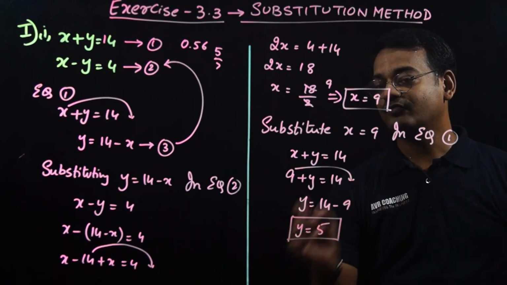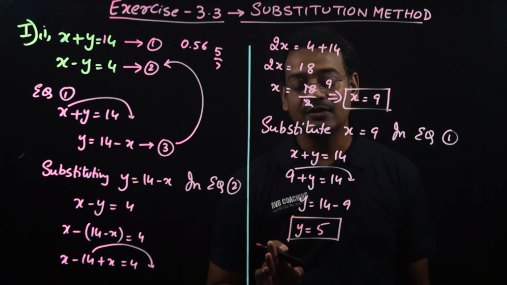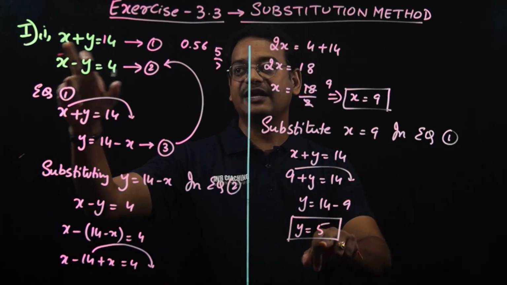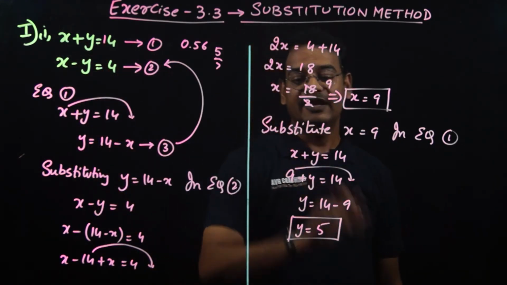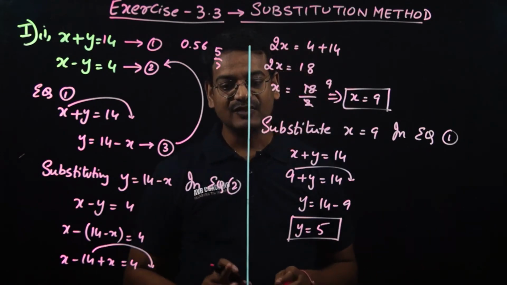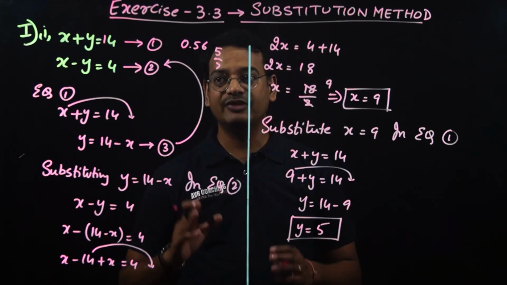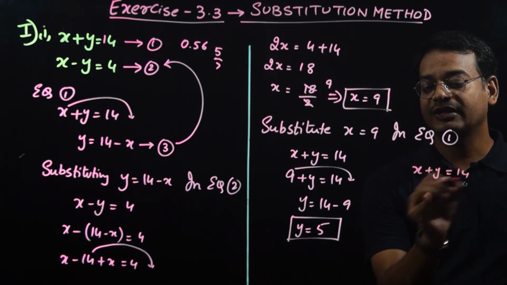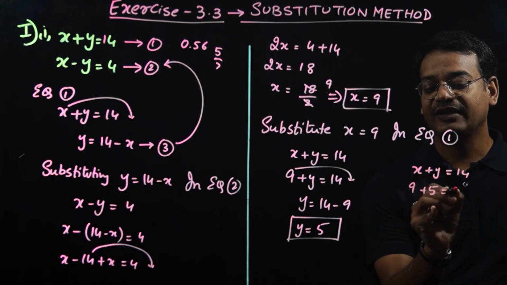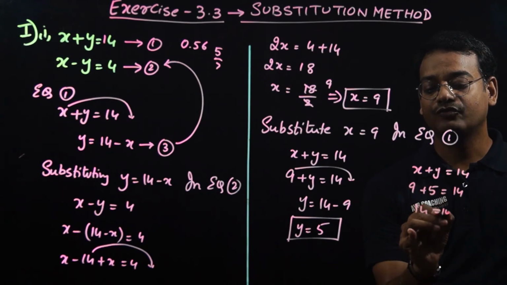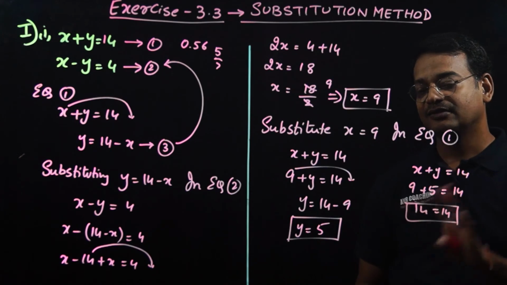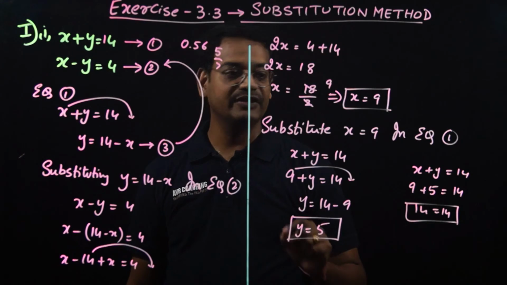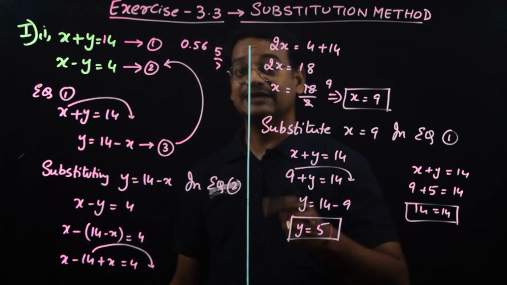Now we got values for x and also y. If you want, you can also verify it. Here x plus y equal to 14. So x is 9 and y is 5. 9 plus 5 is 14. So our answer for x and y is correct. If in the examination they ask you to do the verification also, you can easily do it. Take equation 1, x plus y equal to 14: x is 9 plus y is 5, and 14 is equal to 14. When you get LHS equal to RHS, your answers for x and y are correct. So this is also a very simple method, but you need to remember the steps.